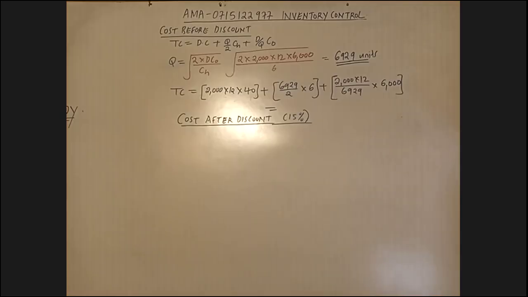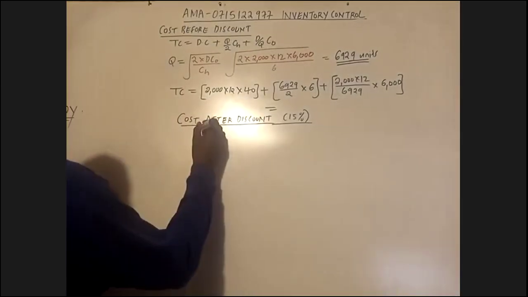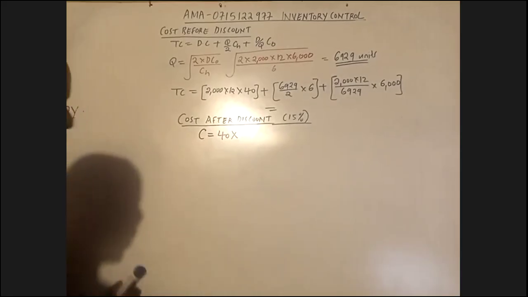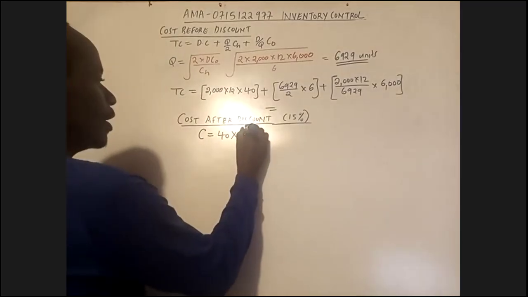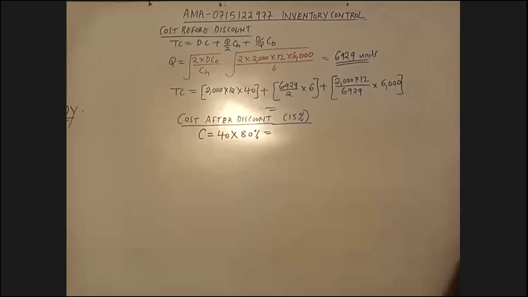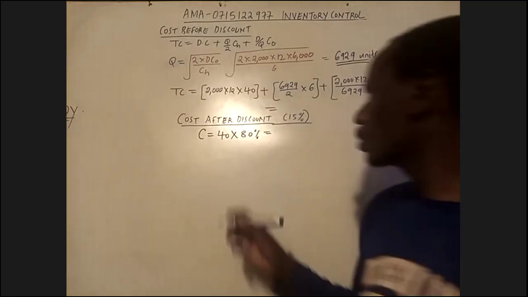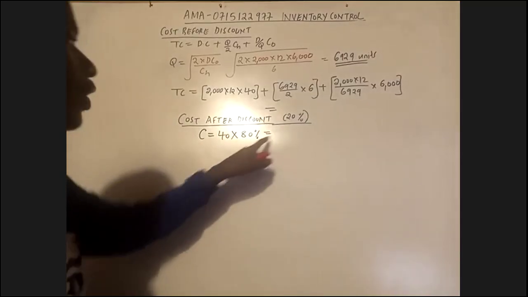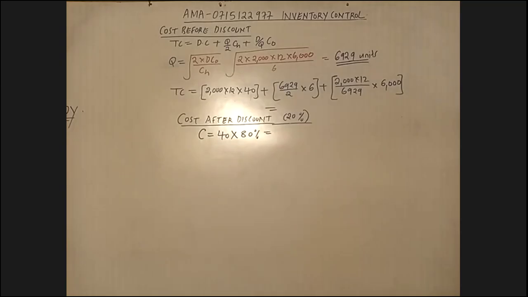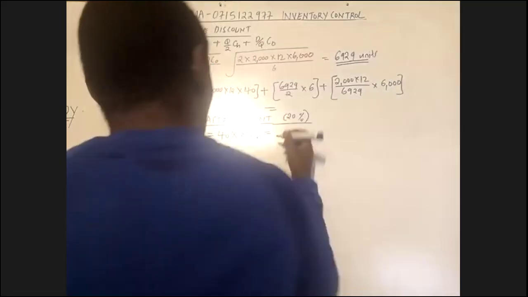Now we shall have a new purchase price first. Let's begin with C, our cost. Remember initially our cost was 40 shillings. But now we are given a discount of 20%, which means we will pay 80%. The discount is 20% actually, not 15. So what will be the new purchase price? It goes from 40 to 0.8 times 40, which is 32 shillings. So our new C, or purchase price, is 32.